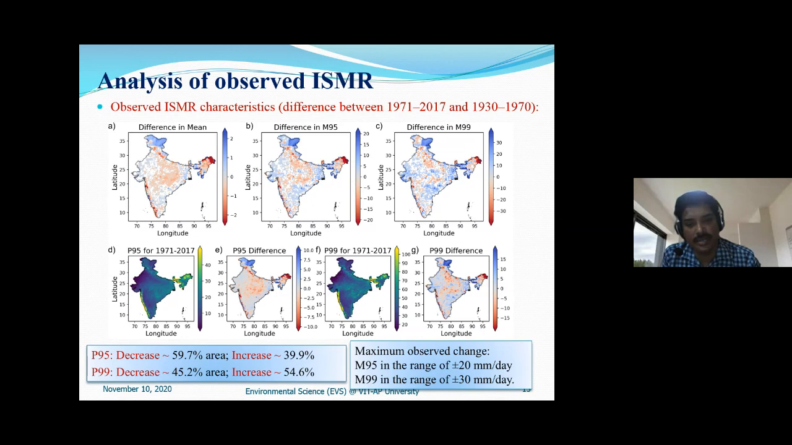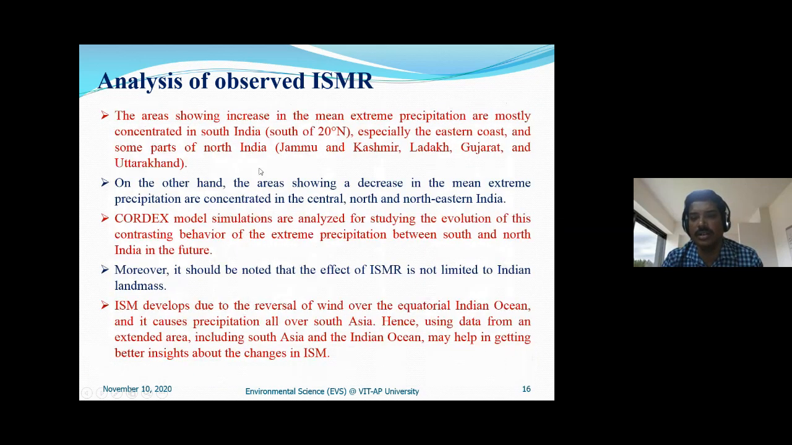Now, if I want to quantify how these changes are, approximately the area south of 20° north is showing more increase than the northern part. The question is, why is it so? Is there any reason that we can find out? Does it indicate that the South Indian cities will be more vulnerable to extreme rainfall, or not only the cities but other parts as well? What are those parts that are more vulnerable to this increase?